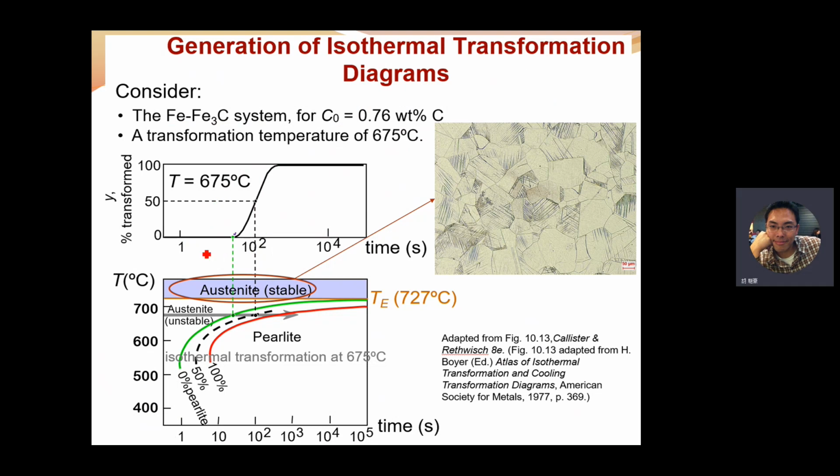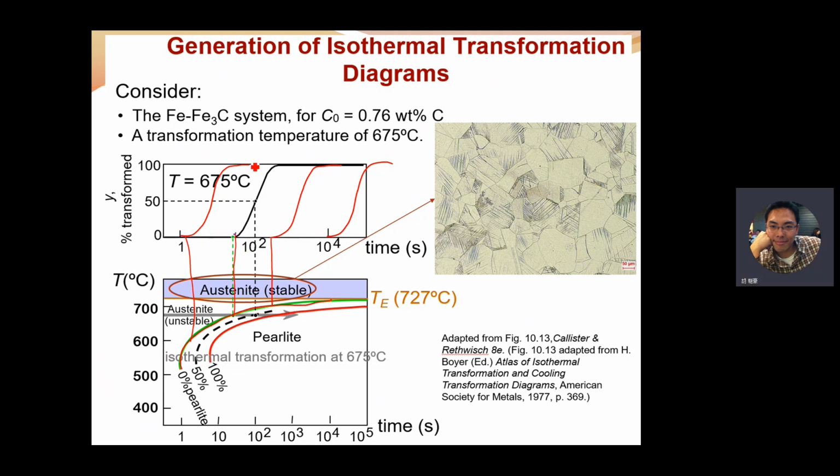Okay, therefore we can plot this different delta T with the different transformation rate. And we can convert this figure. We can plot this point to here, right? And this point to here, and this point here, right? And we can find out this curve, right?